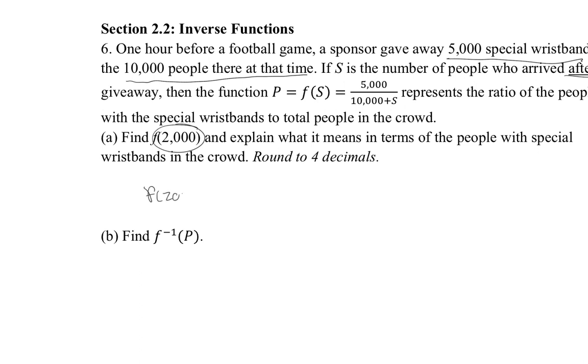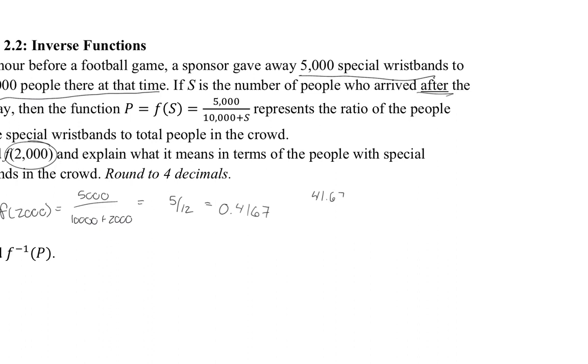F of 2,000 is equal to 5,000 over 10,000 plus 2,000, which is going to give us 5 over 12, or about 0.4167, which means that 41.67% of attendees had special wristbands once 2,000 people had arrived after the giveaway.